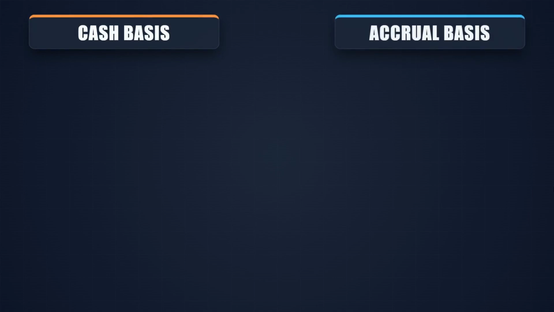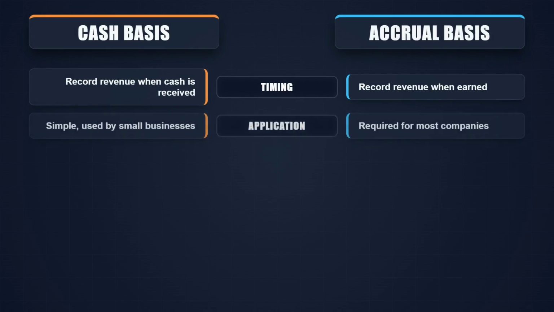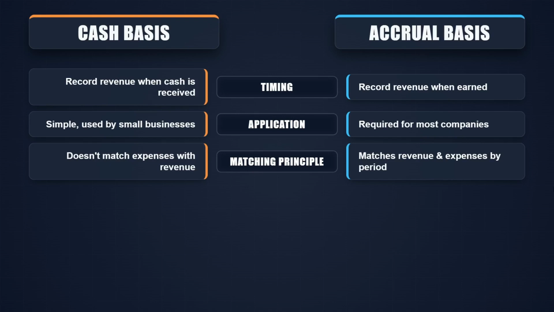Let's compare the two accounting methods. Cash basis and accrual basis. Cash basis records revenue when cash is received. Accrual basis records revenue when earned. Cash basis is simple, used by small businesses. On the other hand, accrual basis is required for most companies. Cash basis doesn't match expenses with revenue, but accrual basis matches revenue and expenses by period.